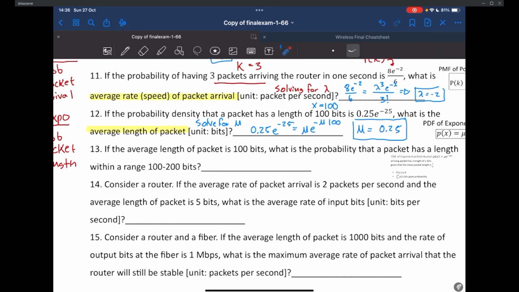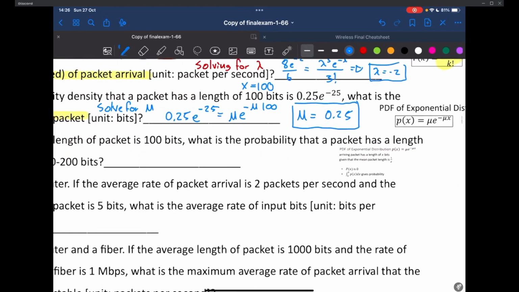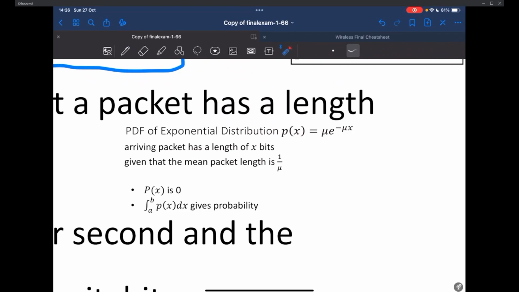Now for this one, this was a bit tricky. We're trying to find the probability given the range of 100 to 200. Now we have to use integration for this. You notice here we want to find the packet length. Whenever you see length, it's always exponential. Okay, so we use the exponential distribution, and the formula for it is this one.